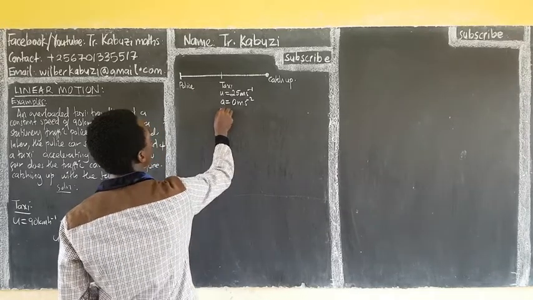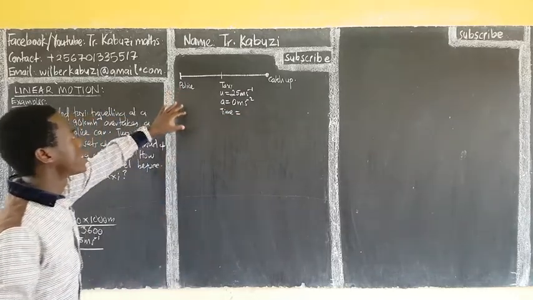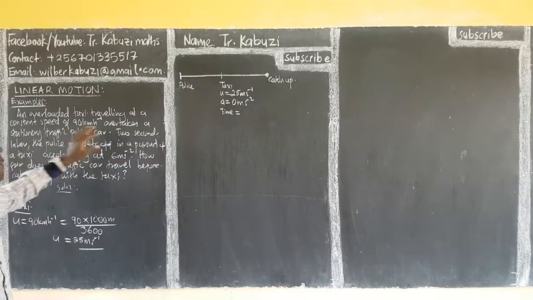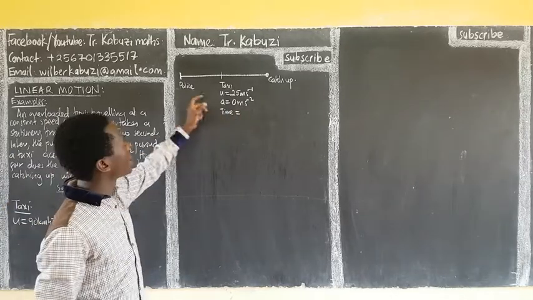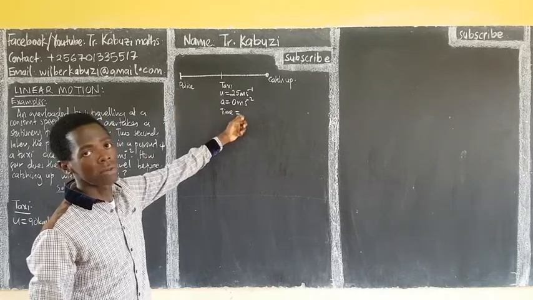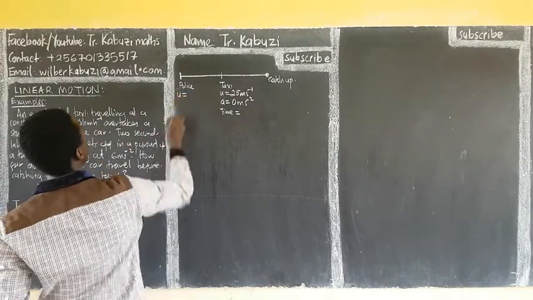Okay, so what else do we need? We need our time. So here our time is going to be, let us rest on this, because this one is 2 seconds earlier. 2 seconds later. So if this one is t, this one is t minus 2, or if this one is t, then this one is t plus 2. It's up to you.